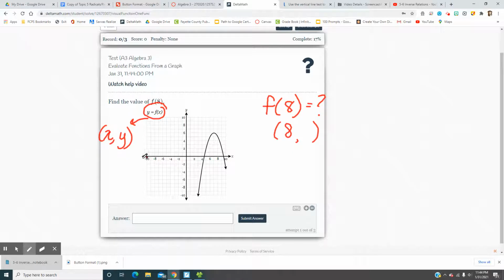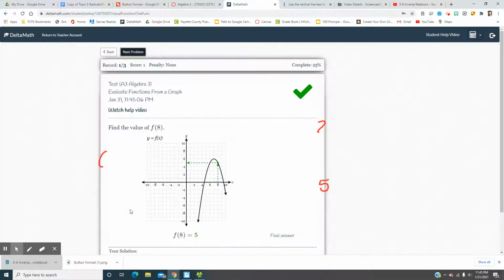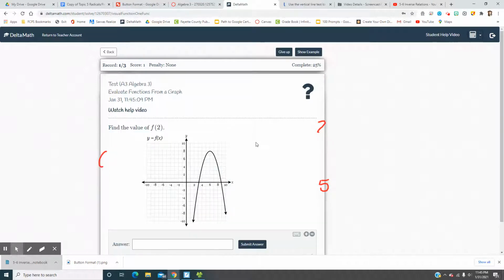So I'm going to go on my x-axis, find where x is 8, and then go to the graph and see what point that corresponds to. That looks like it corresponds to the point 8, 5. So the y part would be 5. So that means that f of 8 is equal to 5. So I'll type in 5. Check answer. There we go.